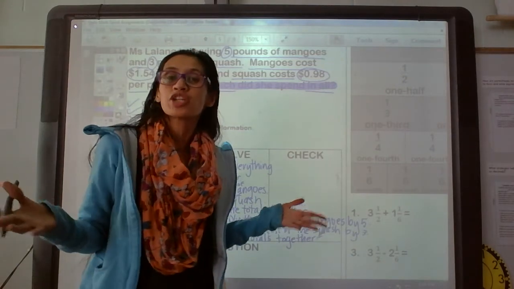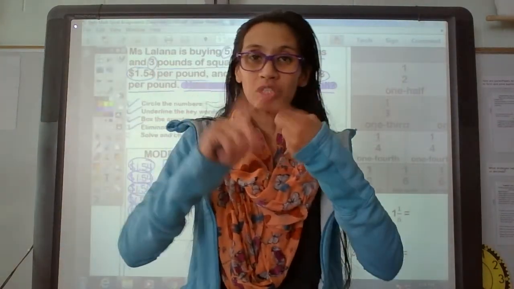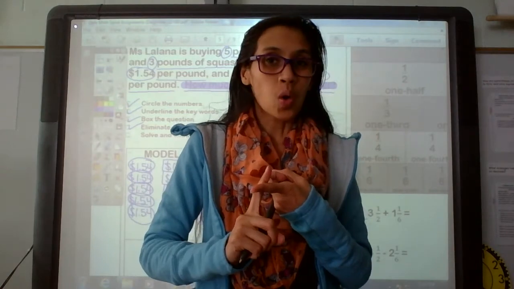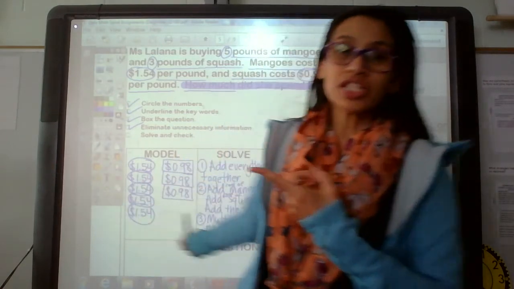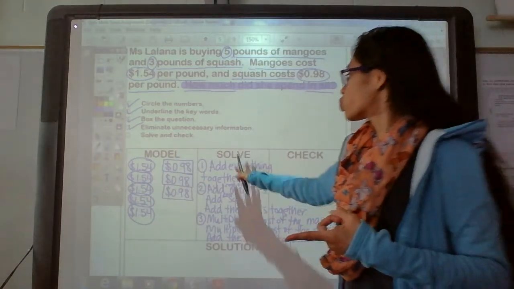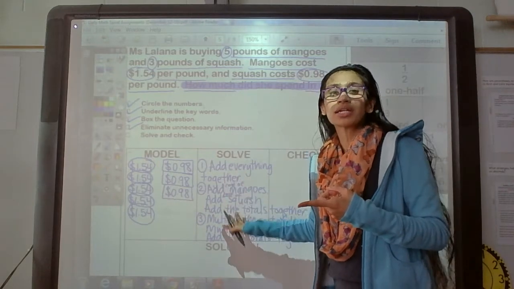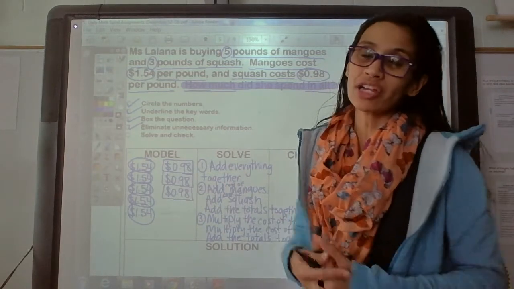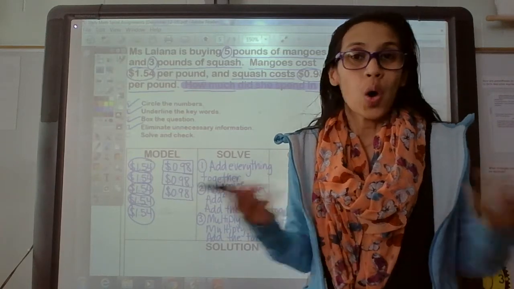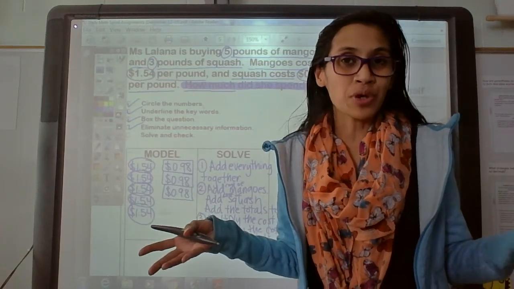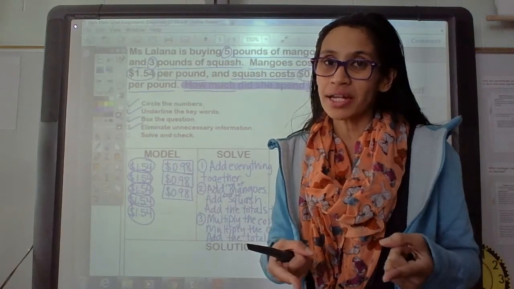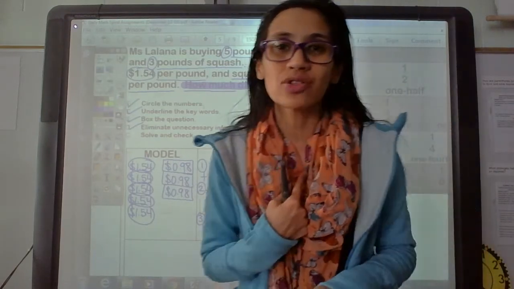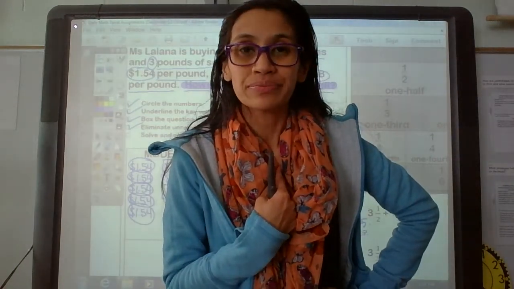Now, to check your work, what can you do? Lots of ways to check your work too. You can use a calculator, or you can use another strategy. So you can do one strategy in the solve part and a different strategy for the check part and make sure that your answers are the same. Or you can do the opposite operation.